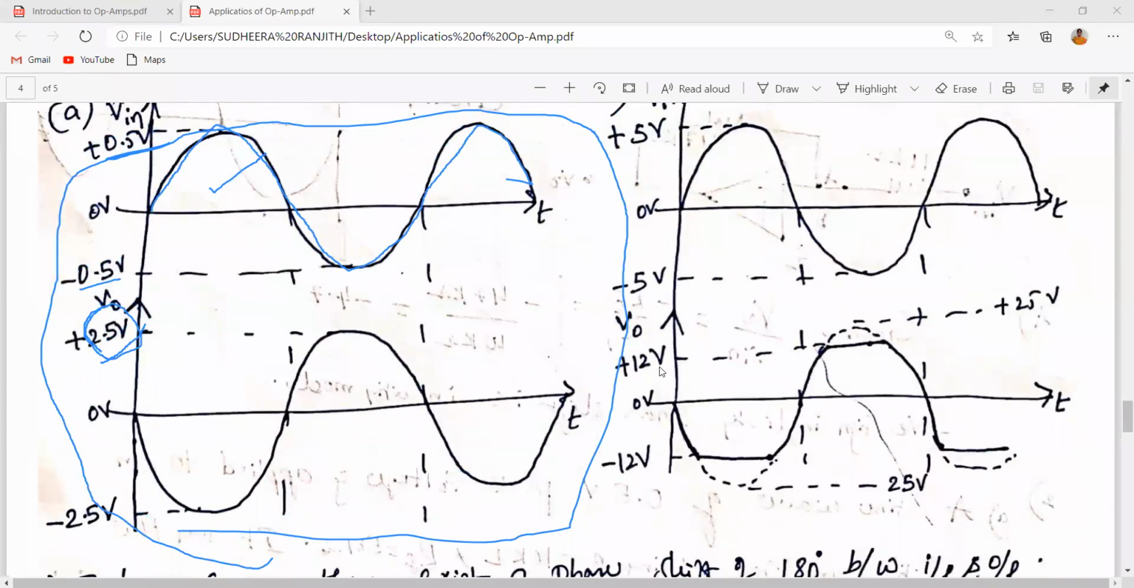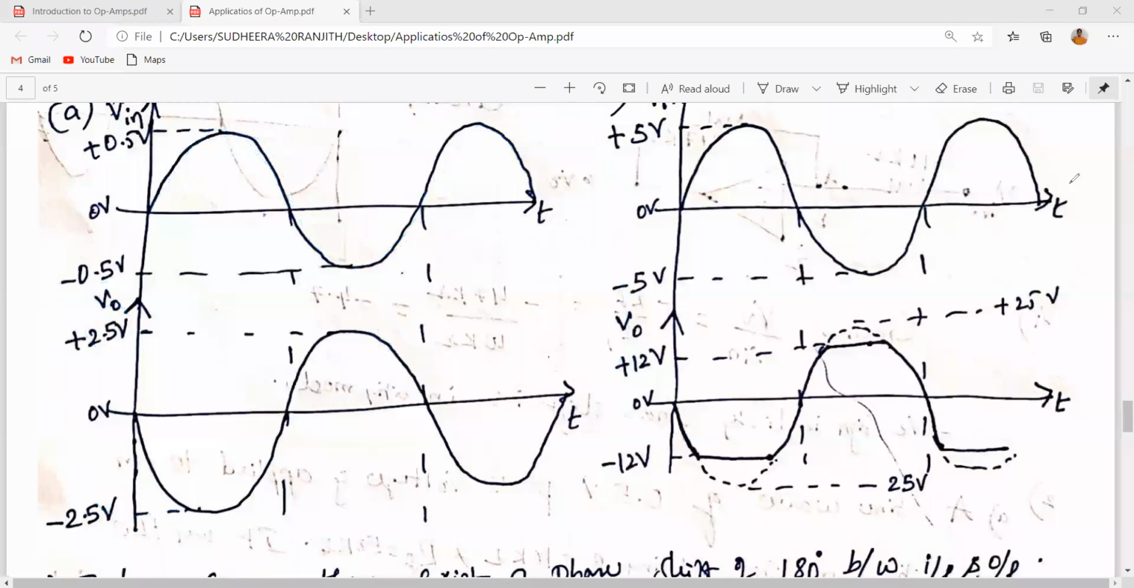If you observe the output waveform, the output magnitude becomes plus 2.5 and minus 2.5. But what you have to observe is the phase shift. Here the amplifier is an inverting amplifier. That's why the output is 180 degrees out of phase with respect to the input signal. So this is part A.